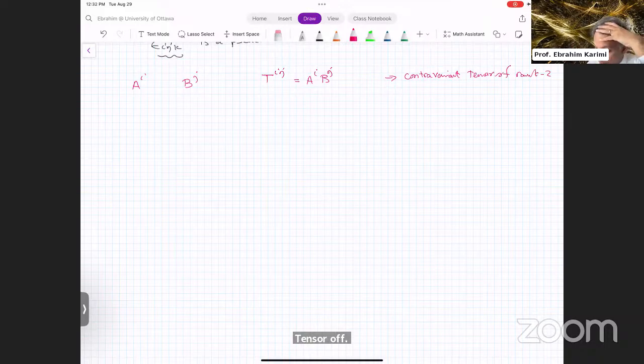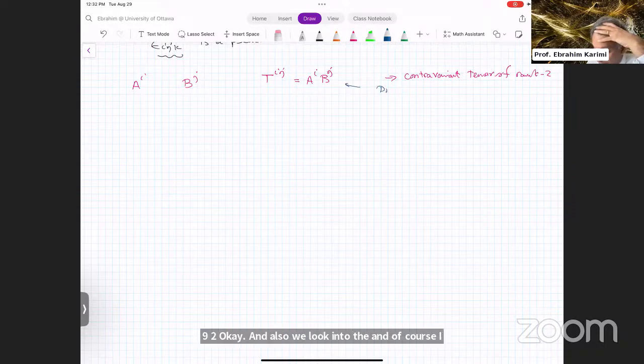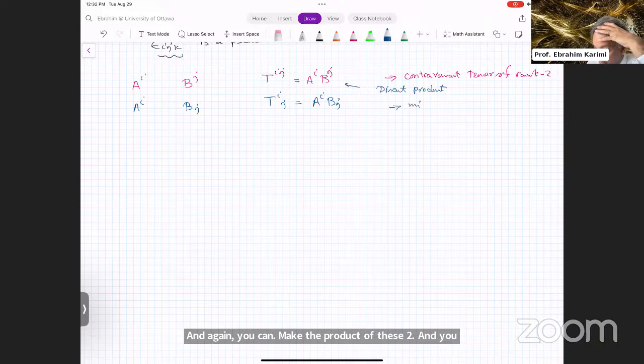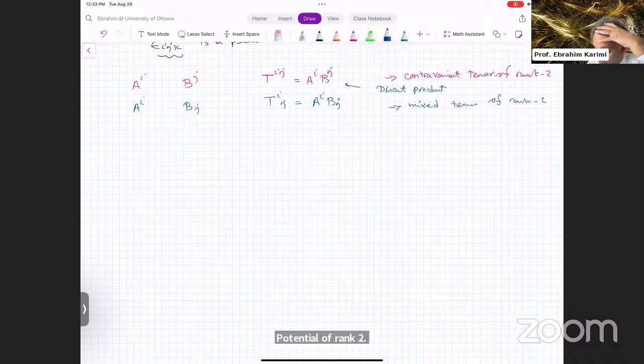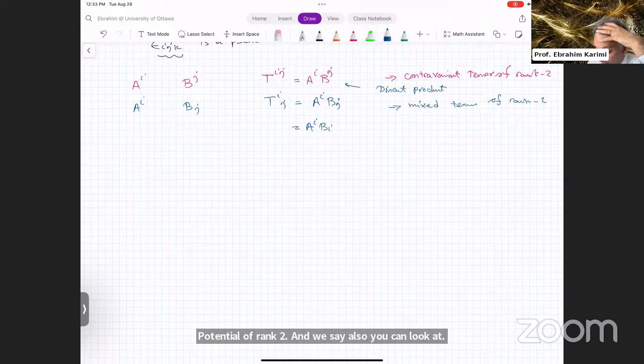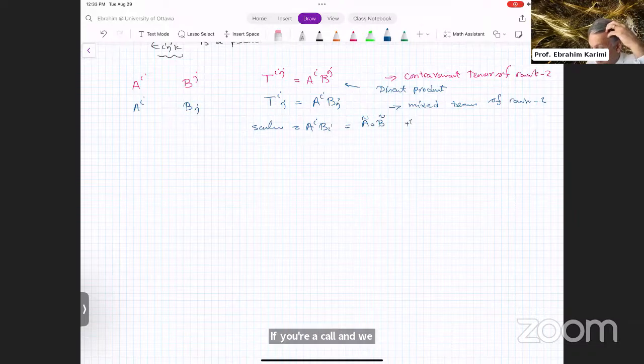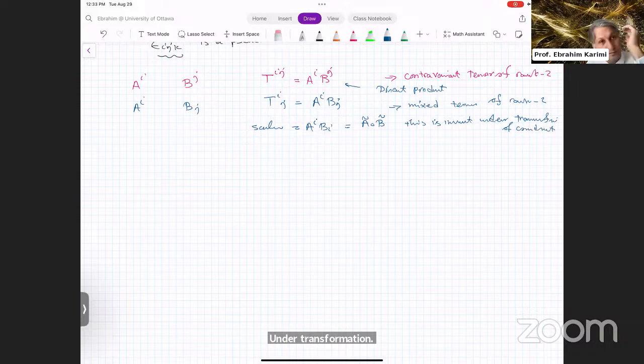Okay. And I say that we call this a direct product. You can have a vector A^i, which is contravariant, and another vector B_j. Again, you can make the product of these two, and you will get T^i_j, and that was a mixed tensor of rank 2. And we say also you can look at A_i B^i, and this was the summation over the dummy index, and the result of that was a scalar quantity, and that was the definition of A dot B, if you recall. And we showed that this is invariant under transformation of coordinates.